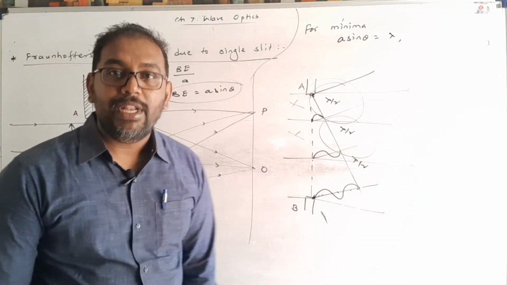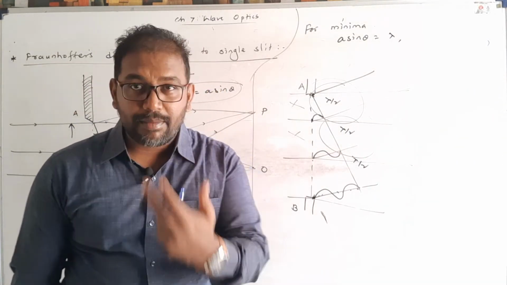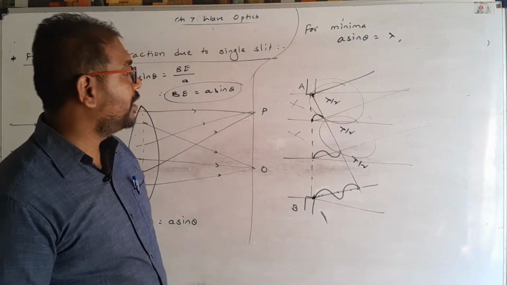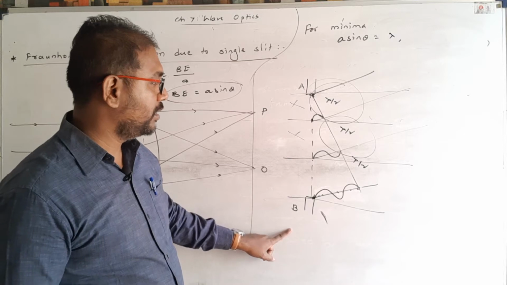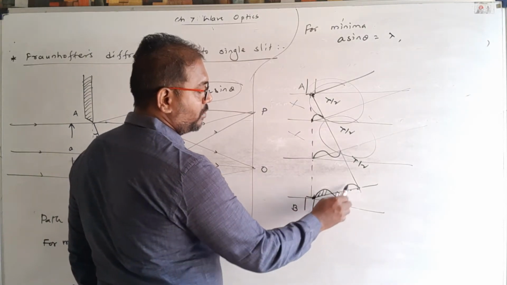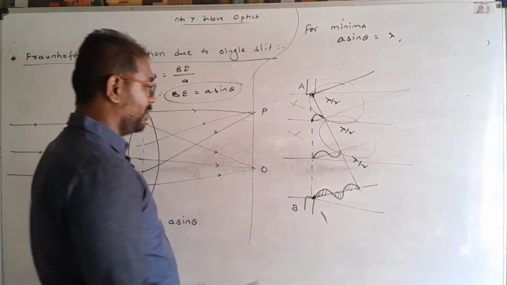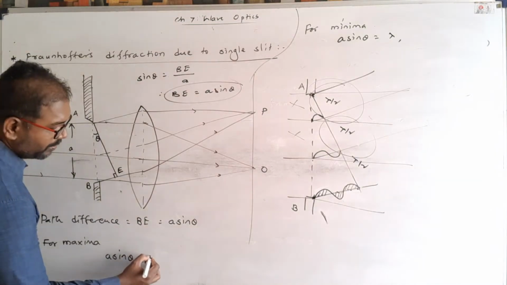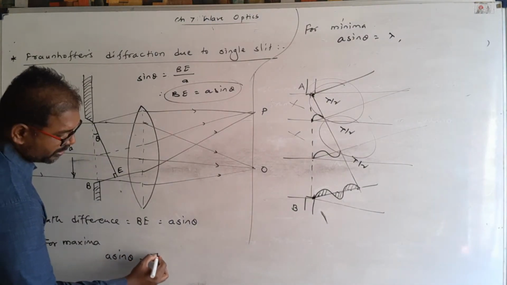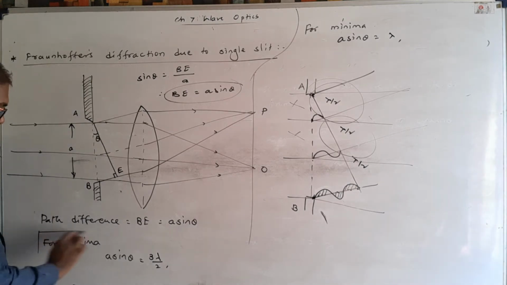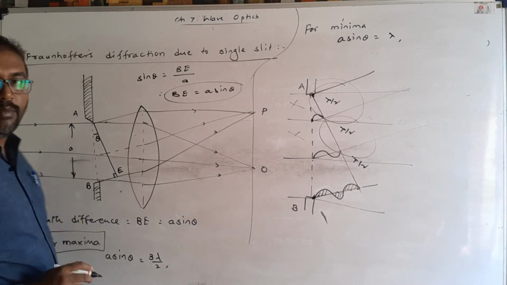So here we get a maxima point. Here we can say that the path difference between A and B is lambda by 2, lambda by 2 and lambda by 2, 3 times lambda by 2. That time we get a maximum point. So the first maxima point we get at 3 lambda by 2.